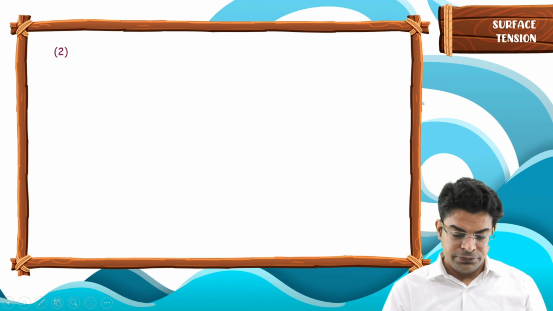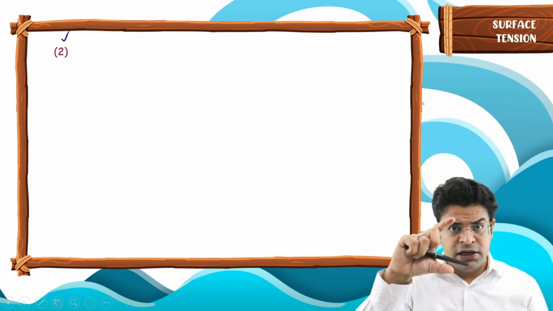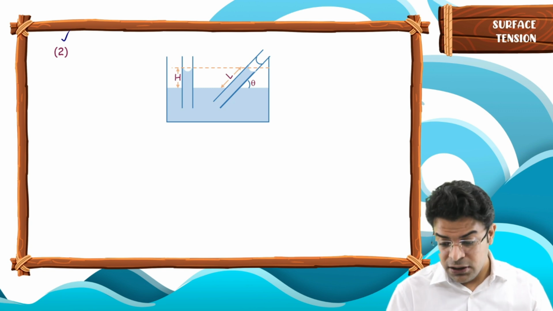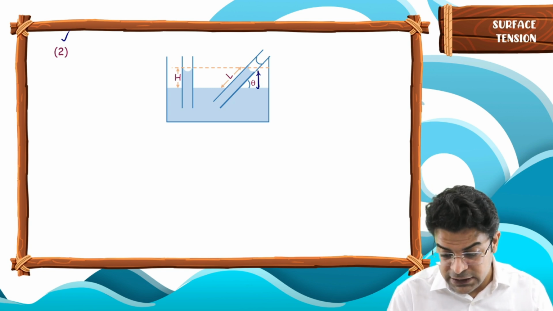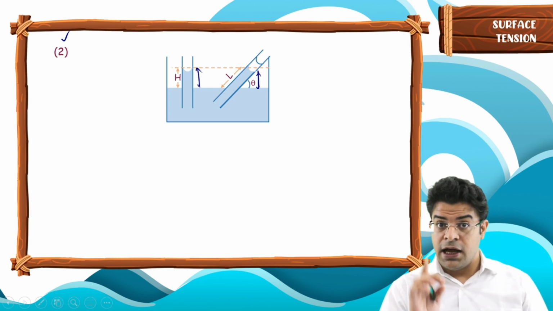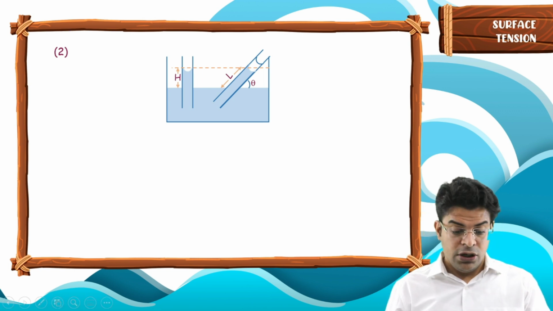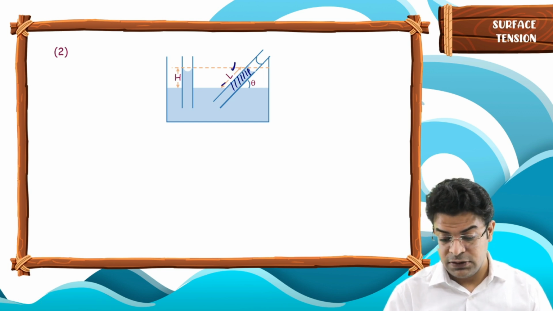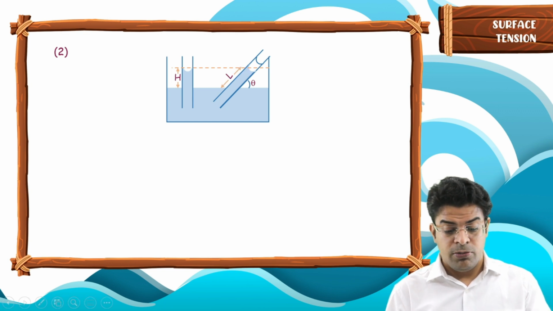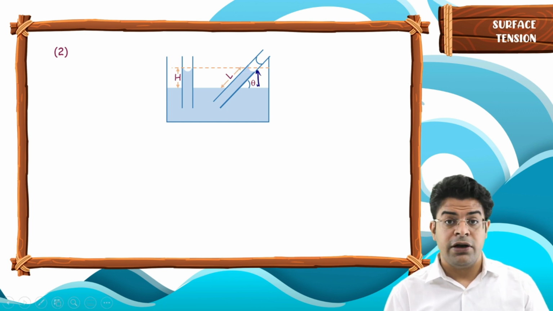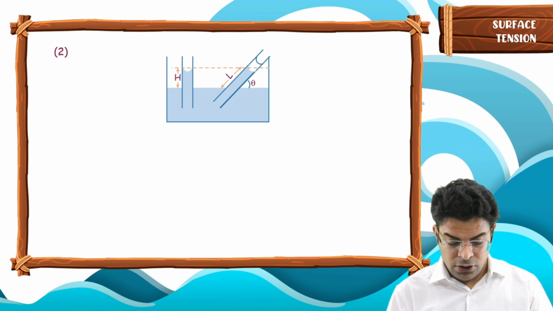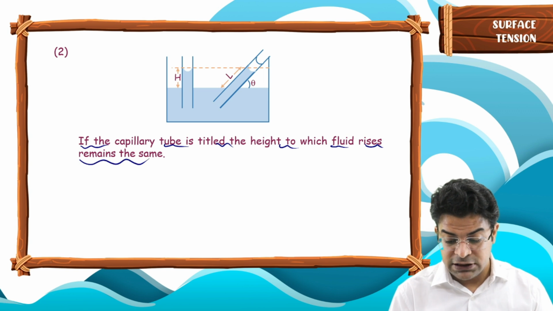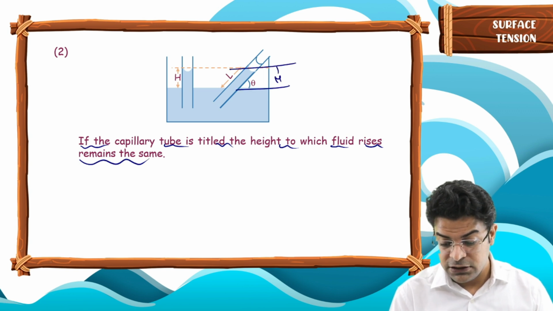The second case, if you have tilted the capillary tube. So if the capillary tube is tilted, remember that the height to which the fluid rises remains the same. So the length of fluid in the tube will increase. This length is definitely more than h, but the height to which the fluid rises remains the same. So if the capillary tube is tilted, the height to which the fluid rises remains the same.